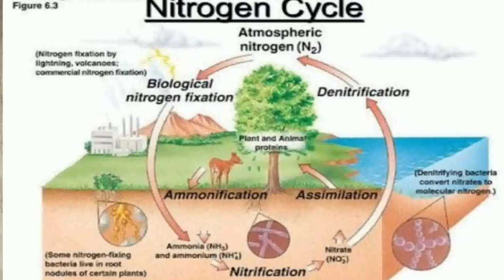The ammonia is first oxidized to nitrite by bacteria Nitrosomonas and Nitrococcus. The nitrite is further oxidized to nitrate with the help of bacterium Nitrobacter. These steps are called nitrification. As you can see in this figure, the nitrifying bacteria are also called chemoautotrophs.